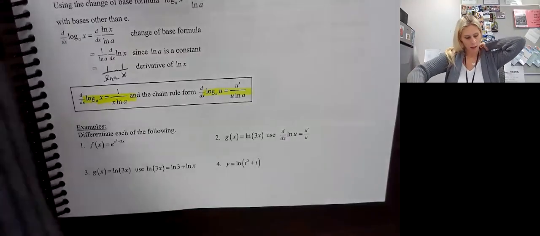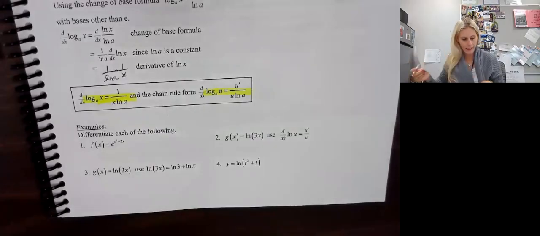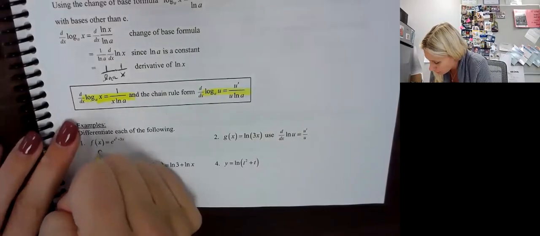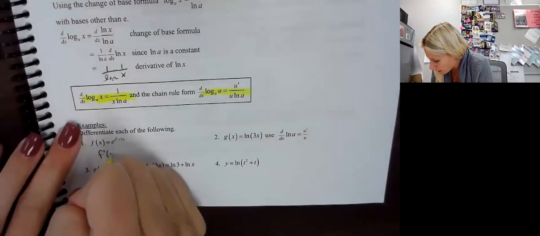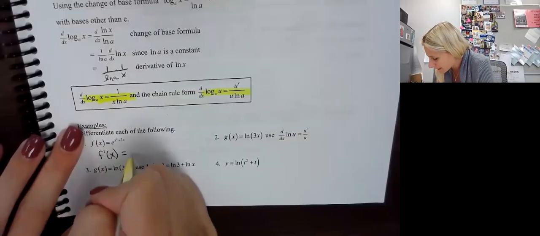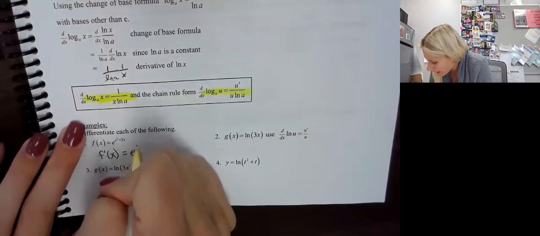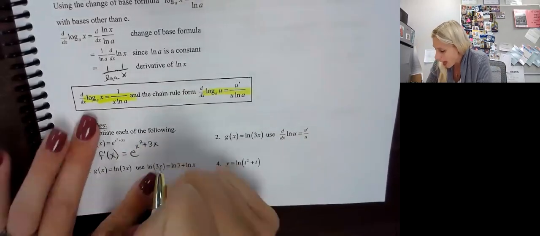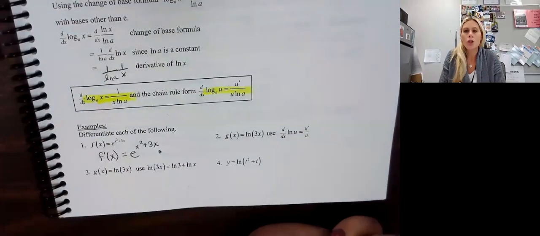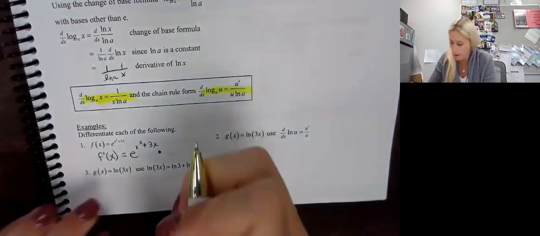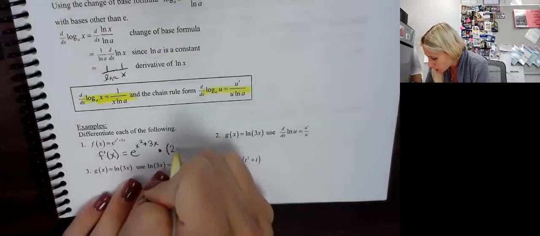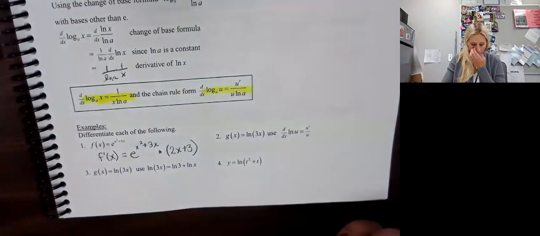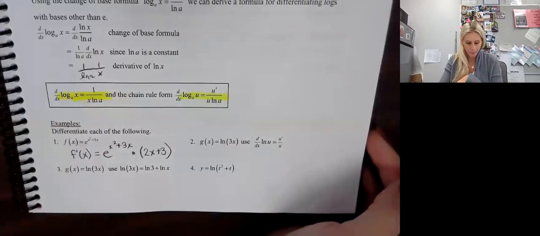All right. f of x equals e to the x squared plus 3x. Remember what that is, chain rule, right? Well, we take the derivative of the e, which of course is itself. So I'm just going to put e to the x squared plus 3x. And then we have to multiply by the derivative of that exponent. The derivative of that exponent is 2x plus 3. And we're done. Okay?